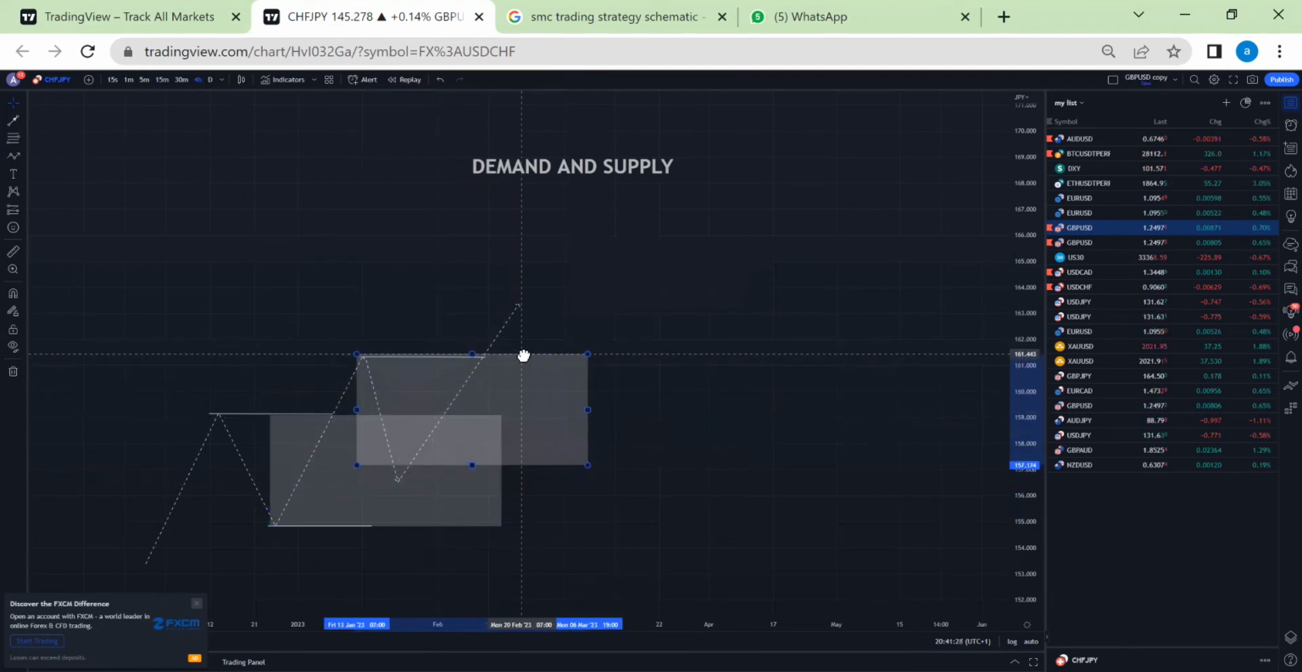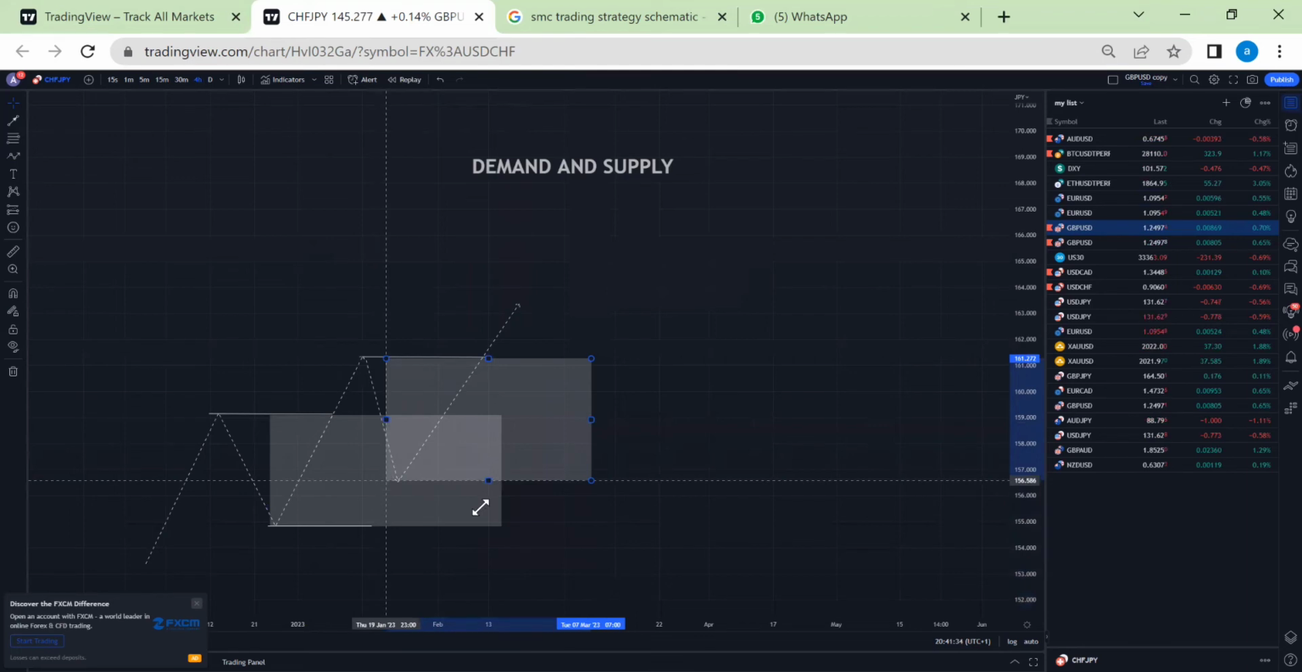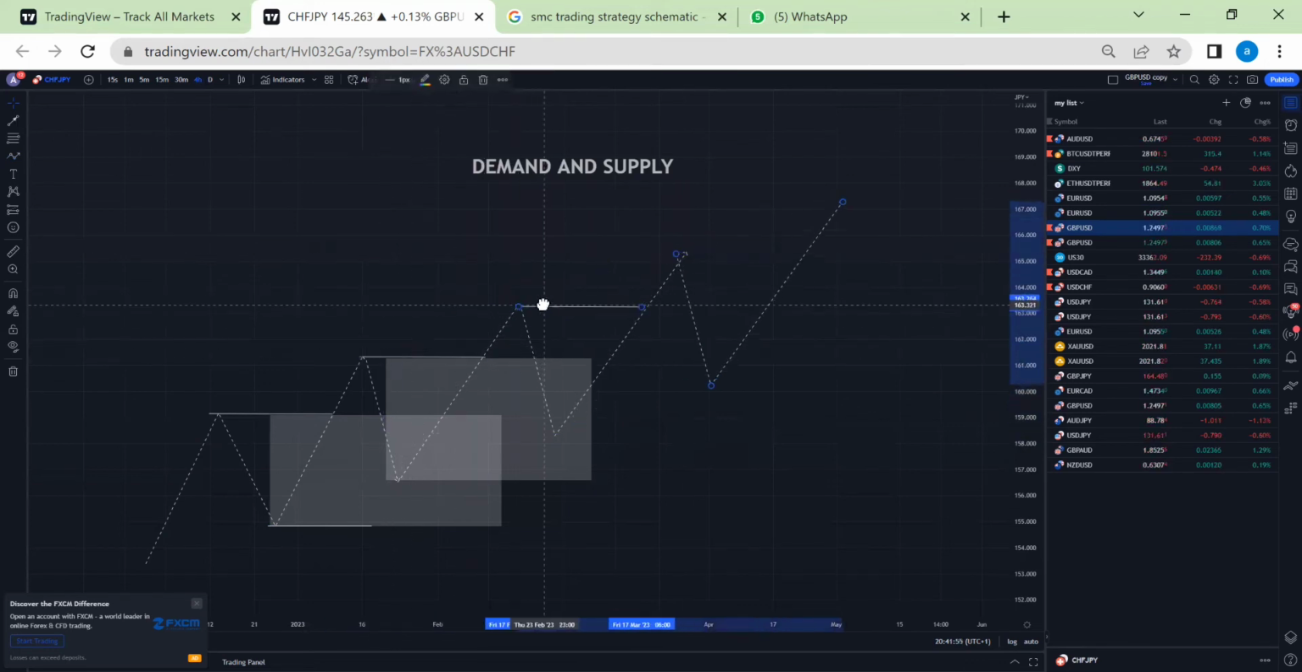All right, so the next demand zone after break of structure will be from this high to this low. That will be our next demand zone. When price comes inside that demand zone, we are expecting price to pump from anywhere from this point to this last point. If it pumps from any point and moves up, then we have a new demand zone.